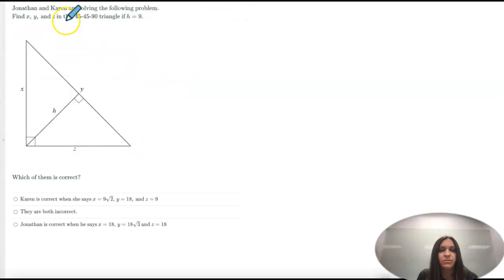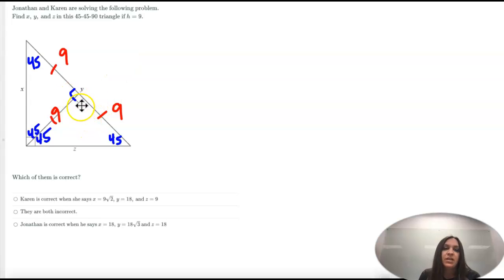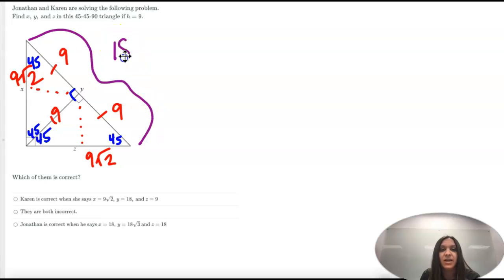Oh, we have another one. This time it's Jonathan and Karen with a 45, 45, 90. So same, these are 45s because we're cutting that in half. So that would make this 45, that 90, and this 45. So we know that this is 9, and this is a leg with this, and this. So this is 9, this is 9, and then the hypotenuse would be 9 square roots of 2. And I'm not going to do the long one again. If I add these together, y is 18.